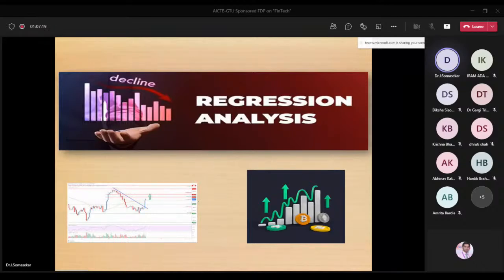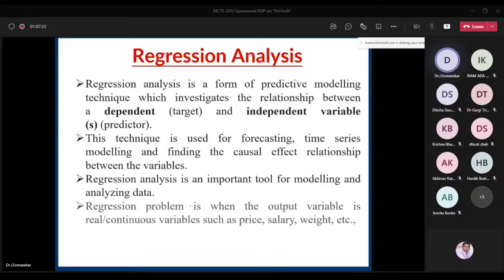Basically, regression analysis deals with the relation between the independent variable and the dependent variable. The independent variable is nothing but the predictor. The dependent variable is nothing but the target variable or response variable. As I have shown already, let us assume x is the independent variable and y is the dependent variable. That means the value of y depends on the value of x. That's why we call y the dependent variable and x the independent variable, or y the response variable and x the predictor.